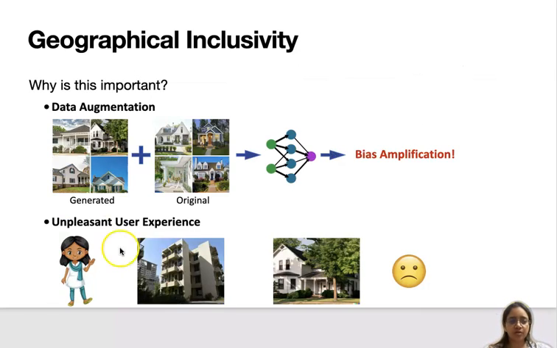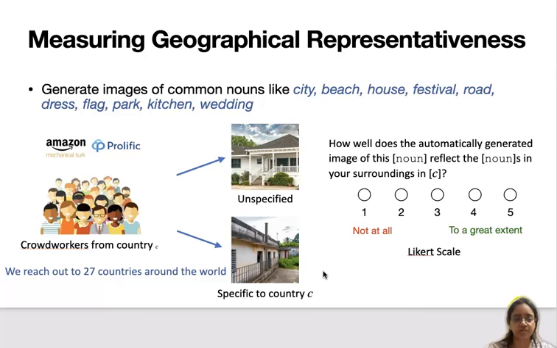Why is this concept so important? Because text-to-image generations can be used for data augmentation. And when we combine generated images with the original ones, where the original ones themselves are biased, if the generated images are also biased, that leads to amplification, right? Similarly, it can lead to an unpleasant user experience when a user who lives in this sort of surrounding generates images that are completely different from where she lives, and that leads to a lot of dissatisfaction.